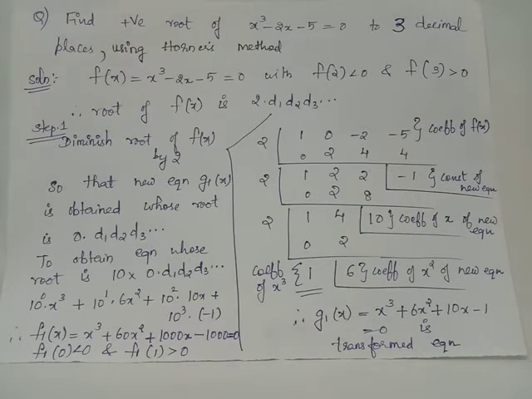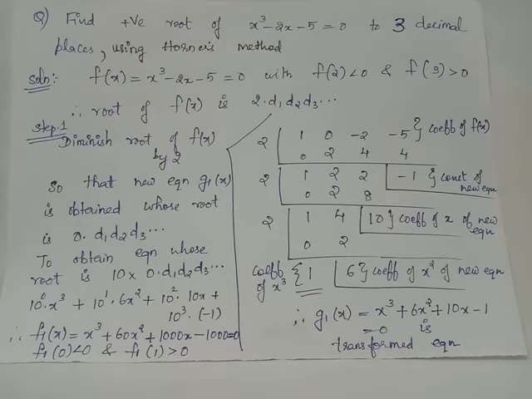Here we try for values of x such that we obtain f of x1 and f of x2 values with opposite signs. We have f of 2 is negative and f of 3 is positive, which gives us the interval 2, 3 inside which the root of f of x will lie. Since the lower bound of the interval 2, 3 is 2, the integral part of the root of f of x will be 2. Hence, the root of f of x will be of the form 2.d1 d2 d3, etc.